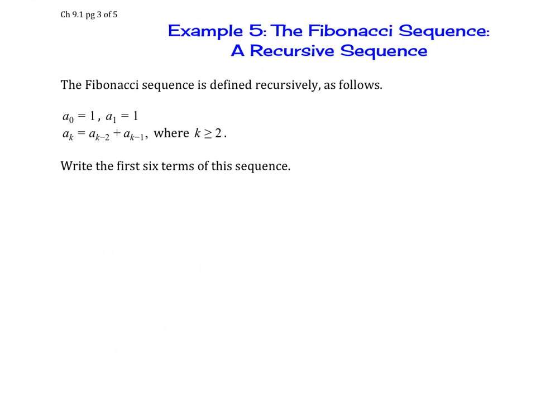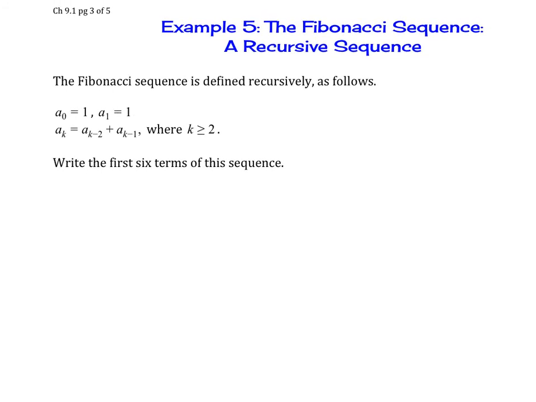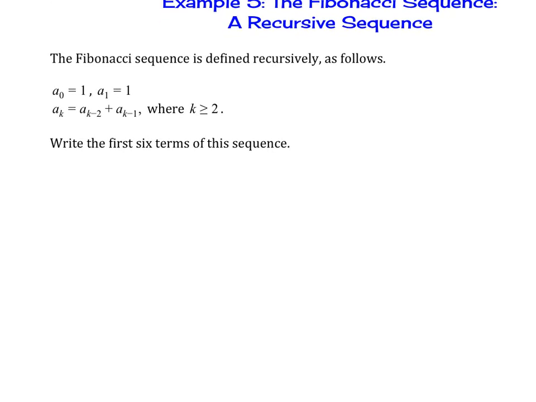So example 5, we're still looking at a recursive sequence. This is a famous one, the Fibonacci sequence. And so the Fibonacci sequence is defined recursively as follows. In this case, we're starting with a sub 0. It's convenient to have that sometimes. So a sub 0 equals 1. A sub 1 is 1. And then write the first 6 terms of the sequence. We have the first 2. We need to do the next values. So we're going to write, so k is greater than or equal to 2.